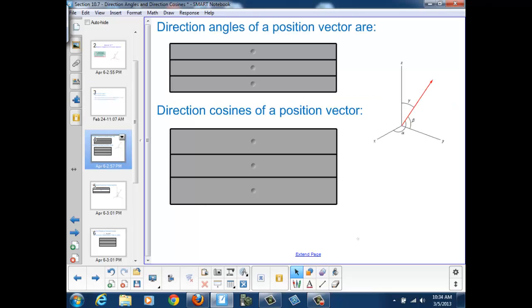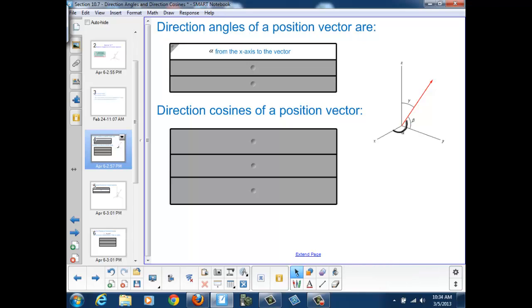Well, let's talk about direction angles. In a three-dimensional world, one angle isn't enough to give us a true direction for a vector. So what we need to do is describe our vector in terms of an angle off of each of our three separate axes, x, y, and z. We'll call the angle off of the x-axis alpha, and we'll draw that angle from the axis to our vector, just as I did there in the drawing.